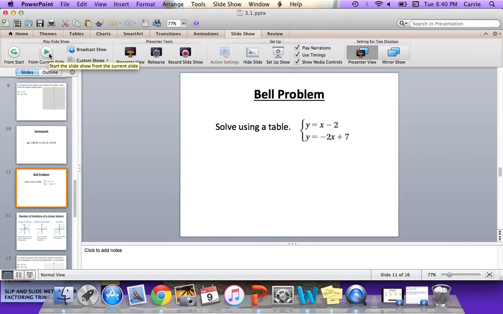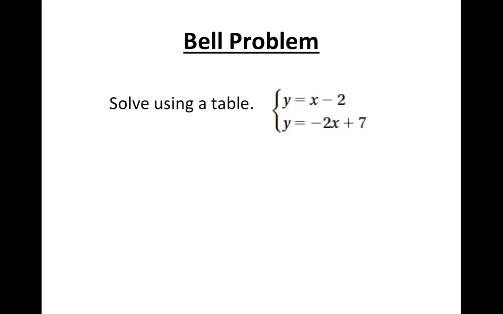Still working with 3.1, the bell problem for today is solved using a table. If you notice, they're already solved out for y for us, which makes it easy. All you have to do is make a table, have x, y1, and y2 as your columns, and then pick random x values to find where your x value and your two y values are the same. Once you do that, you should get your solution as 3.1.